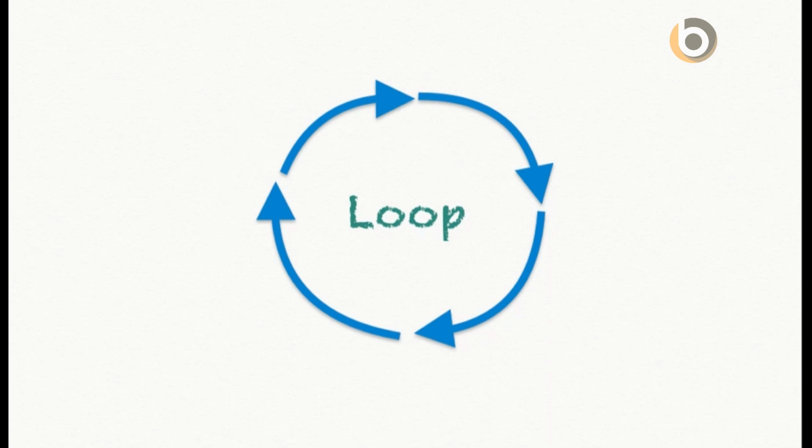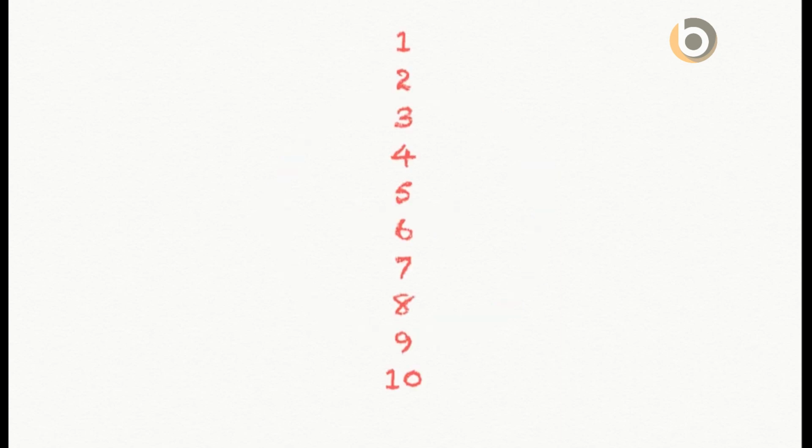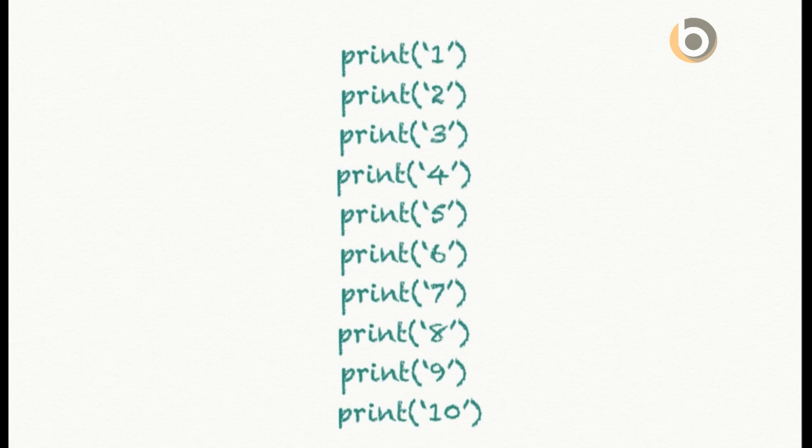Loops are used when we want to repeatedly run a specific part of code over and over again. For example, if we want to print from 1 to 10 on the screen, the basic way of doing it is using 10 print commands. So we have to write the print command 10 times to achieve this. But instead of doing this, we can simplify it by using loops.